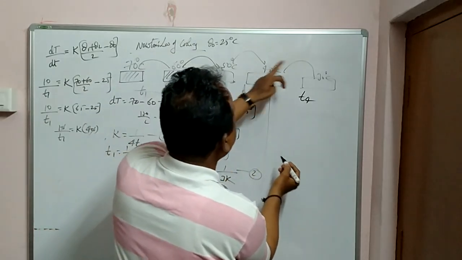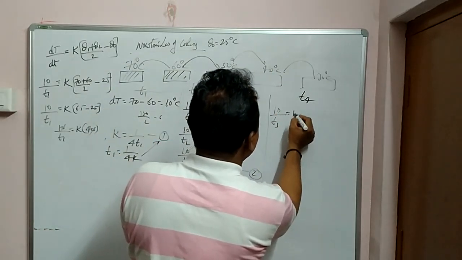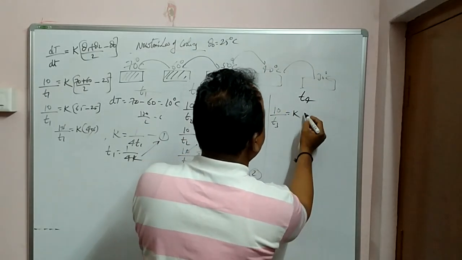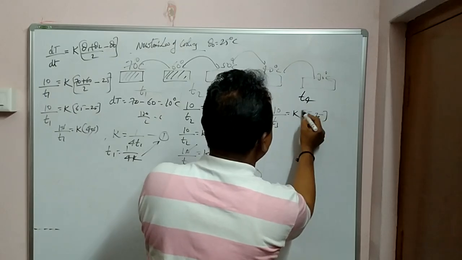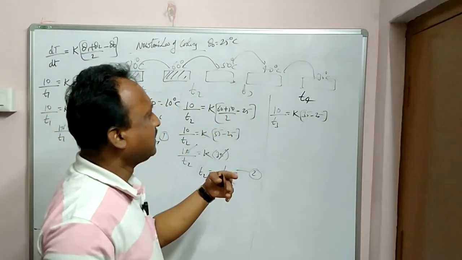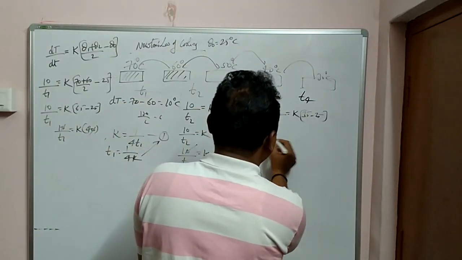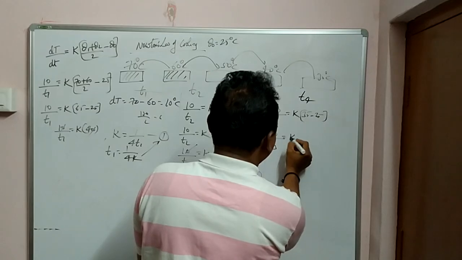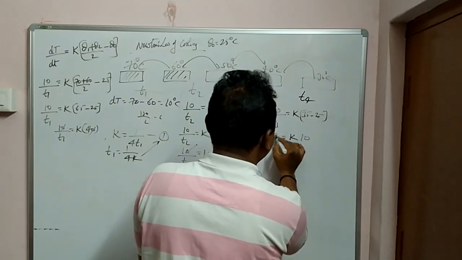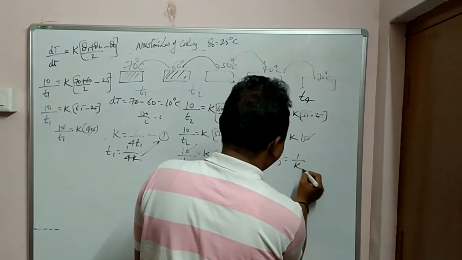What will the last one be? 40 minus 30 again. 10 by T3 is equal to k into (40 plus 30) by 2 minus 25. 70 by 2 is 35, the average (θ1 plus θ2) by 2. So 10 by T3 is equal to k into 10, and the zeros cancel. What is T3? T3 is equal to 1 by k.